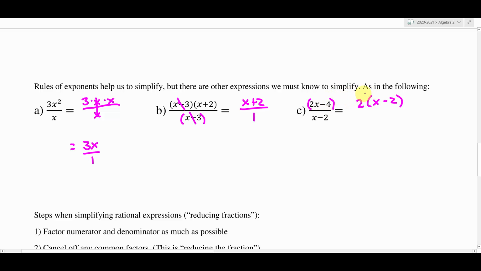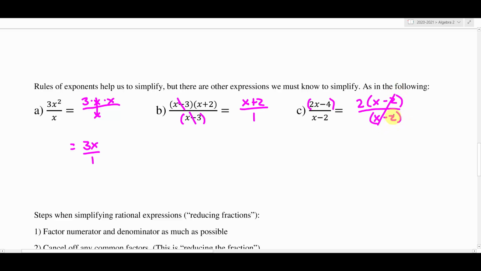And I can prove it because I can take 2 times x and I get my 2x, and if I do 2 times negative 2, I get my negative 4. So it's like all I did was the opposite of distribution. I just pulled a 2 out from each term. Now, in the bottom, we still have an x minus 2.